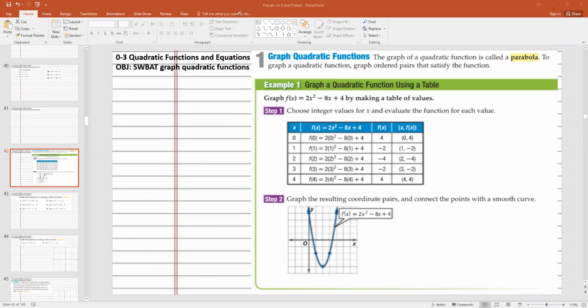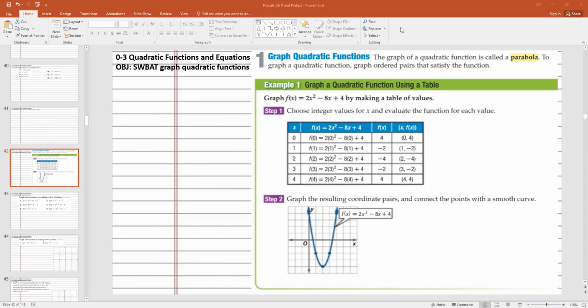Okay, so this lesson is quadratic functions and equations, and you'll be able to graph quadratic functions and solve them as well.